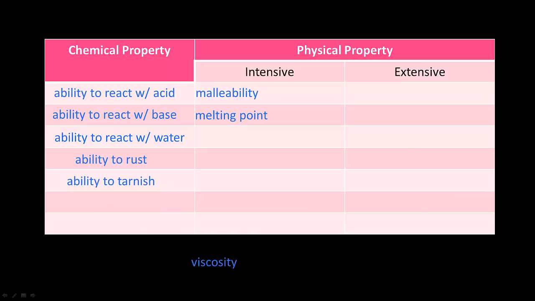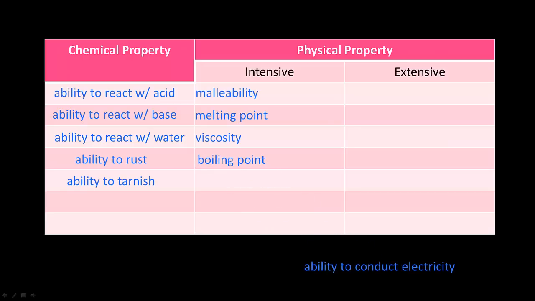Viscosity is how quickly something flows. Now, whether you have 10 milliliters of water or 40 gallons of water, its viscosity will be the same. It will flow very easily. 10 milliliters of syrup or 40 gallons of syrup, it's going to flow very slowly. It doesn't matter how much you have, so it's an intensive property. Boiling point, same thing like melting point. That would be intensive.